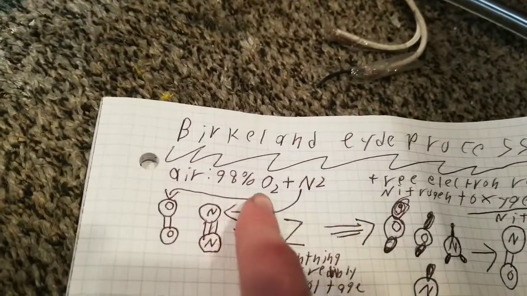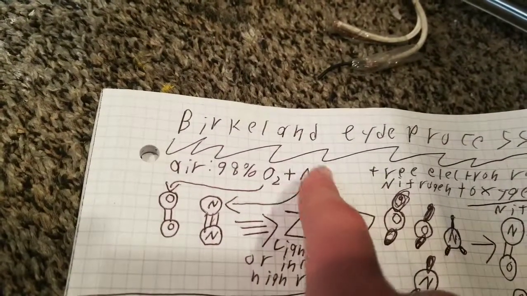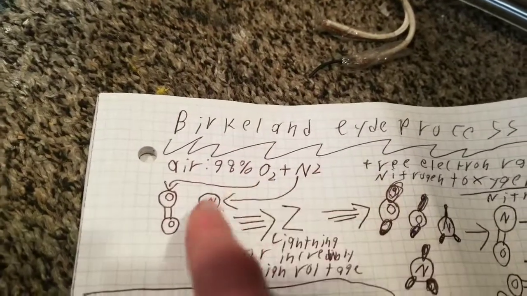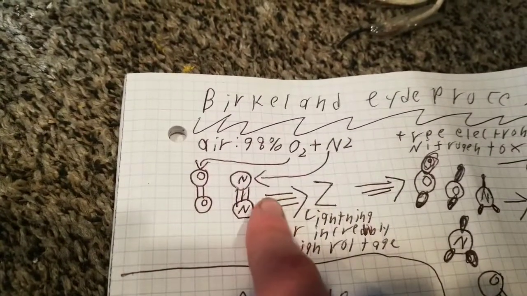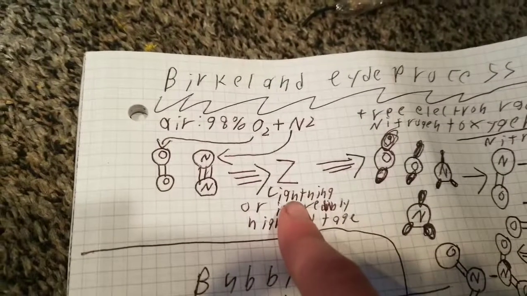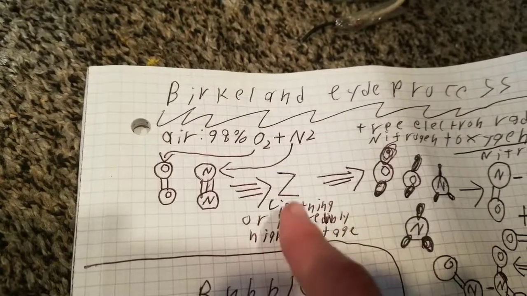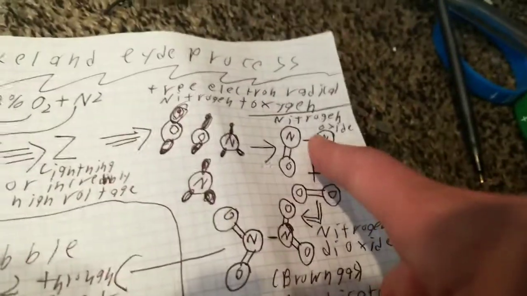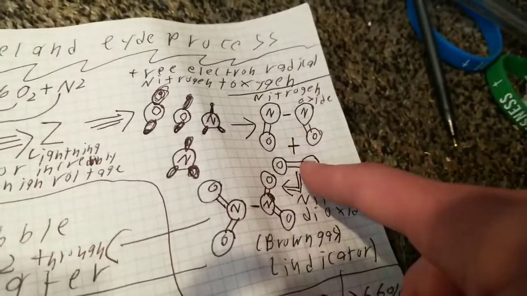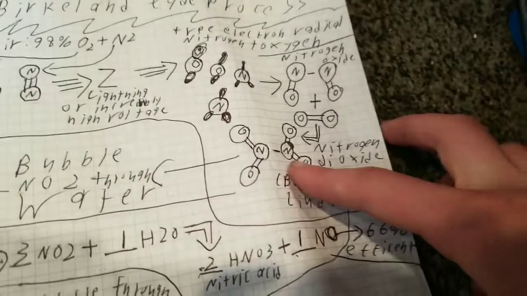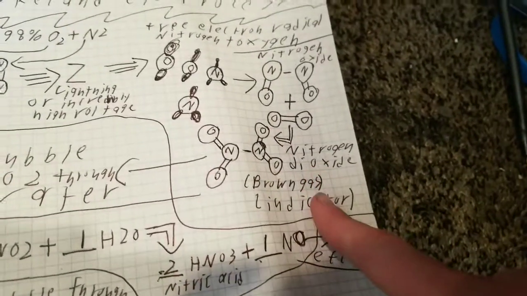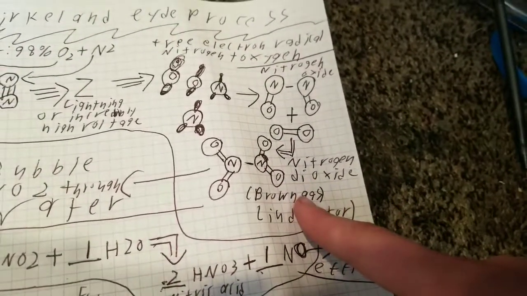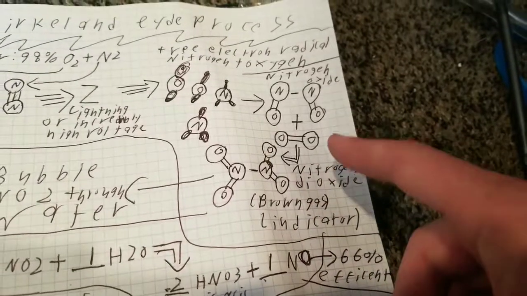Air is 98% oxygen and nitrogen in the form of O2 and N2. We strike it with lightning in nature, or an incredibly high voltage, and it breaks into free radical nitrogen and oxygen, which quickly combine into nitrogen oxide, which scavenges oxygen from O2 to form nitrogen dioxide, which is a brown gas. This is an indicator that the reaction is working, because the chamber will turn brown from this gas.